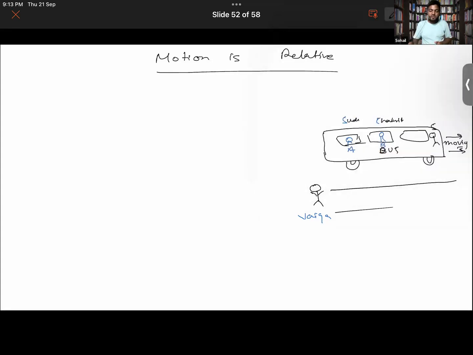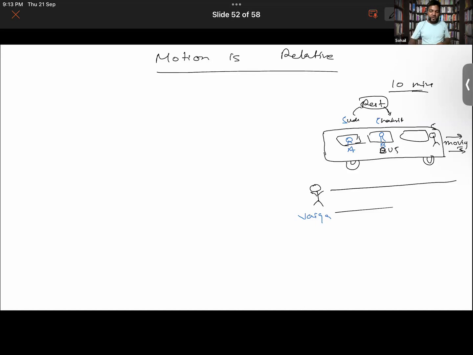Inside the bus, Sundus and Chakrika, let's say the bus has been moving for 10 minutes and you have not switched your seats. You have been sitting at the same seat. So the time is increasing, the bus is also moving, but you are at the same position. You both are in a state of rest because you have not changed your position.